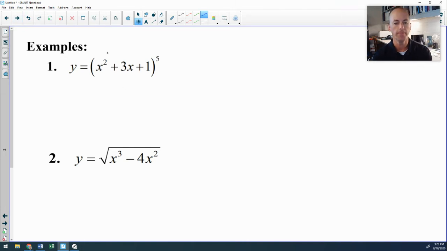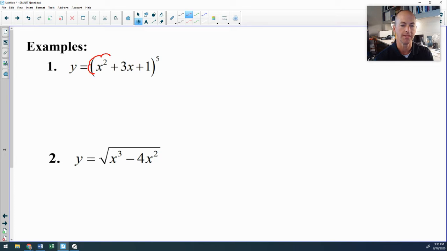So for number 1, I see all of this stuff raised to the fifth power. And I suppose you do, if you hate yourself, have the option of writing this quadratic 5 times, expanding it, and then doing the power rule. But this is where the chain rule comes in handy. And what you want to do when you're doing the chain rule is you want to identify an inside function and decide what the outside function is.